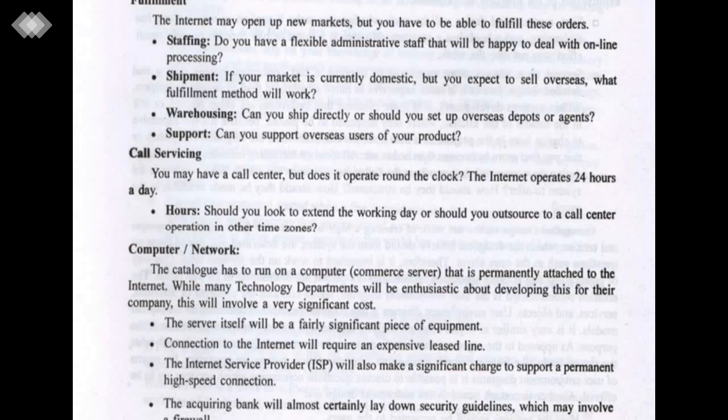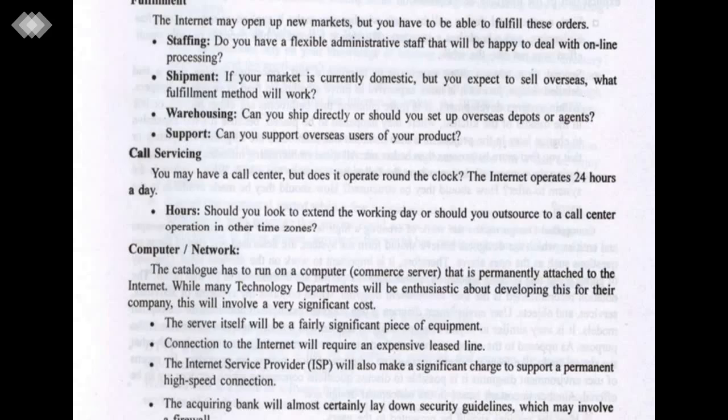Call servicing means you may have a call center, but does it operate round the clock? Does it operate 24 hours a day? Should you look to extend the working day, or should you outsource to call center operations in other time zones?